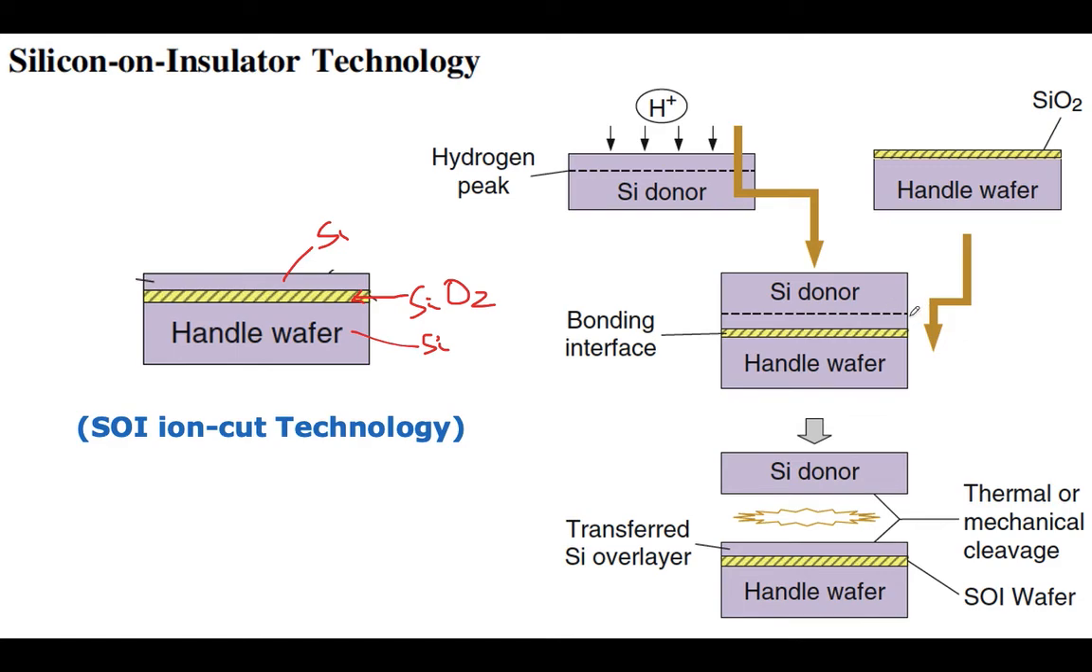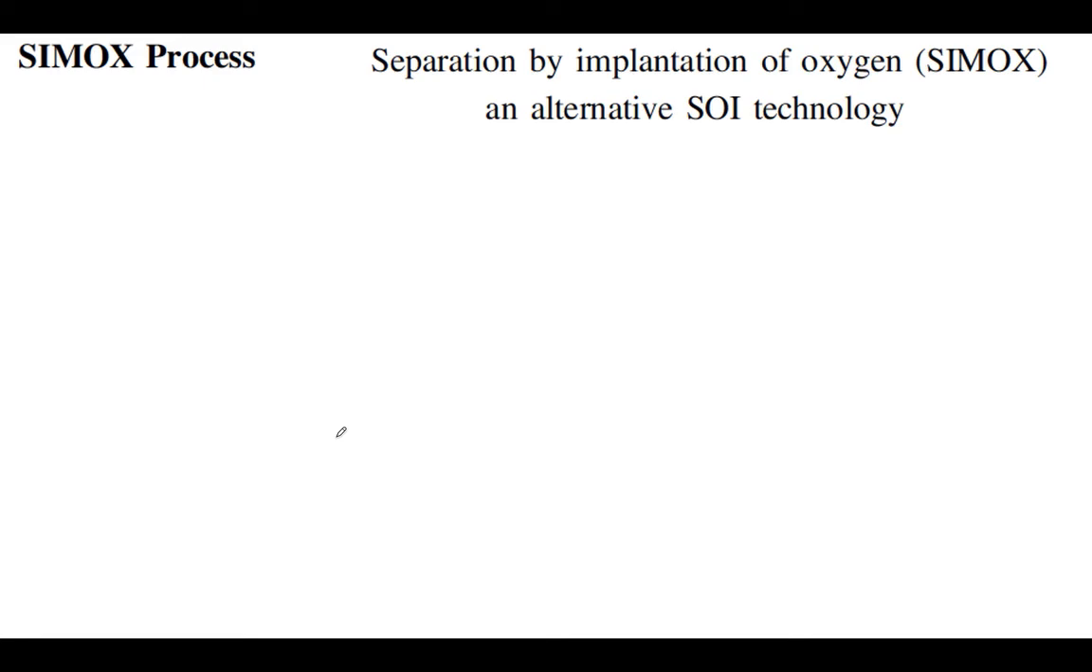And how to do it? Using ion bombardment. You use hydrogen ions, which are very light. Remember, hydrogen is the lightest ion that you have, so at a higher dose the hydrogen ions will sit at a particular depth and damage that part of the crystal, and then when you glue it, it will be easier to break along this line. That is how you can break it, by thermal or mechanical cleavage, and you will be able to make an SOI wafer.